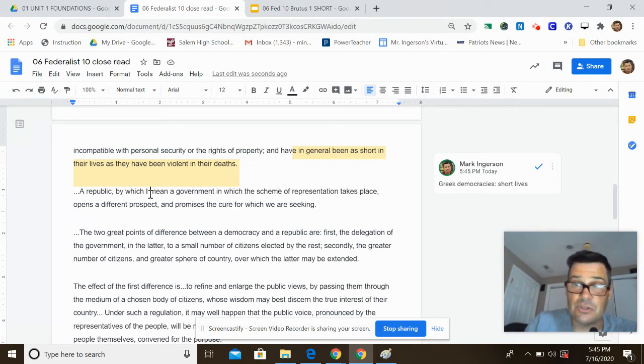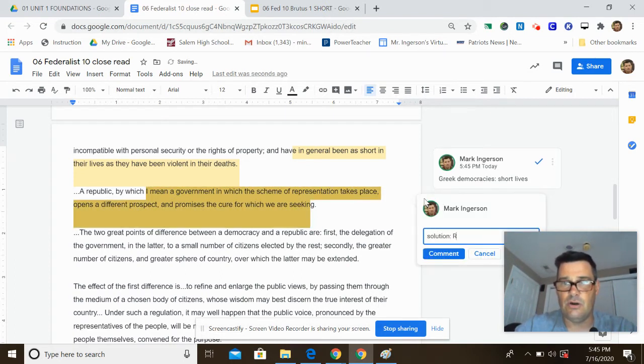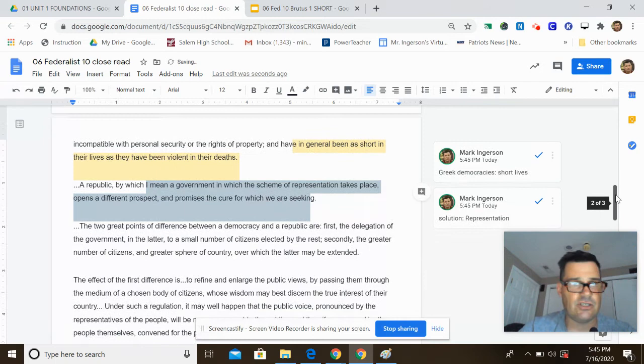Now he comes up with his solution. A republic, by which I mean a government in which a scheme of representation takes place, where we elect representatives like Congress people or senators, opens a different prospect and promises the cure for which we are seeking. So this is his solution: representation through a republic. That's going to solve this problem of factions.